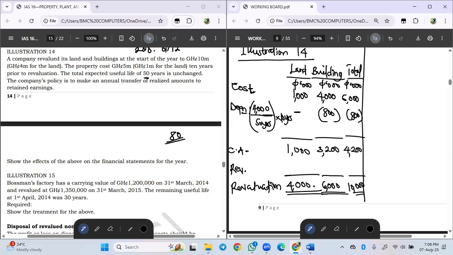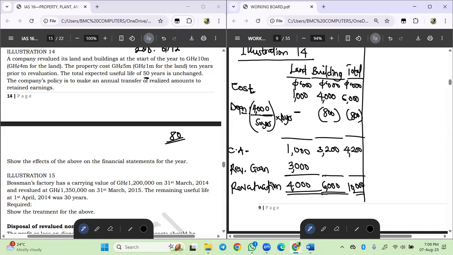Let's find the revaluation differences. Now, as at 10 years later, the carrying amount for land was what? The amount in their book was 1,000. We don't depreciate the land, so it is 1,000. 10 years later, it was revalued to 4,000. Definitely, they are making what? Revaluation gain or surplus of 3,000 for the land.